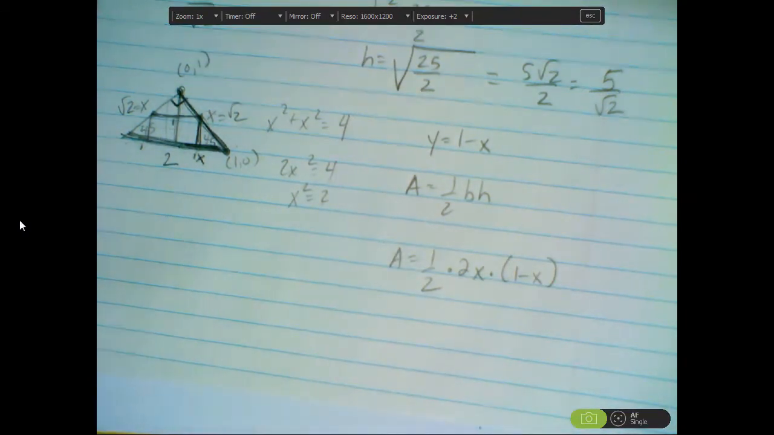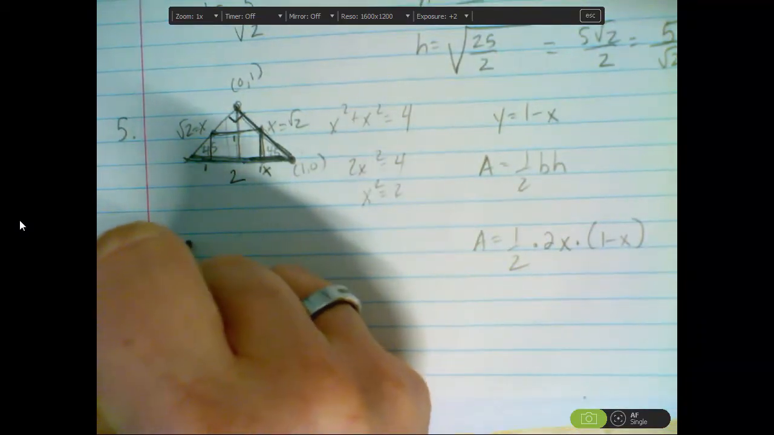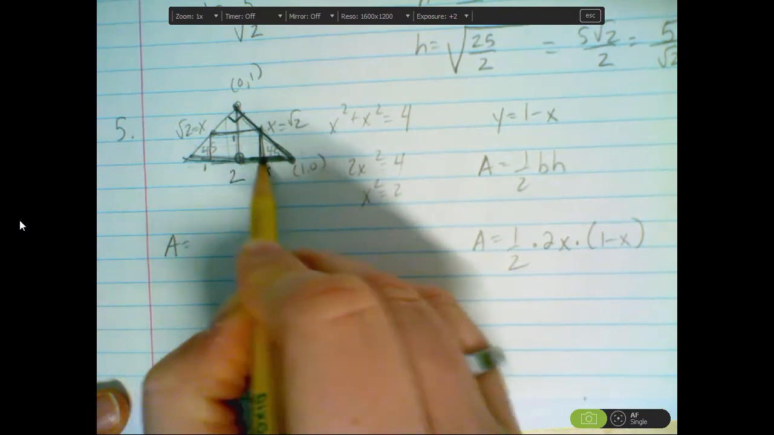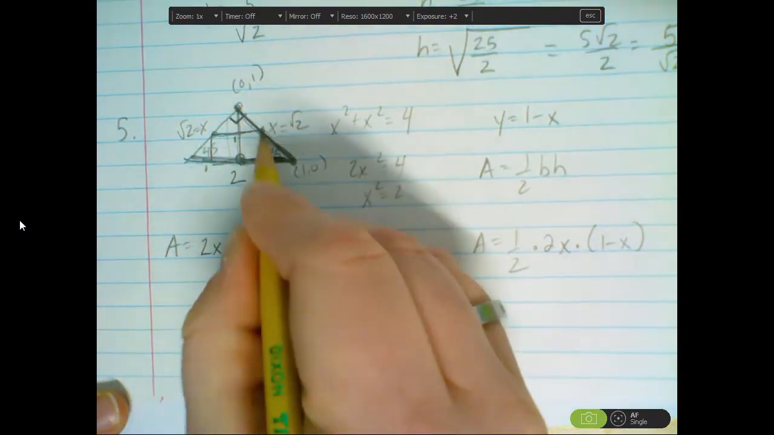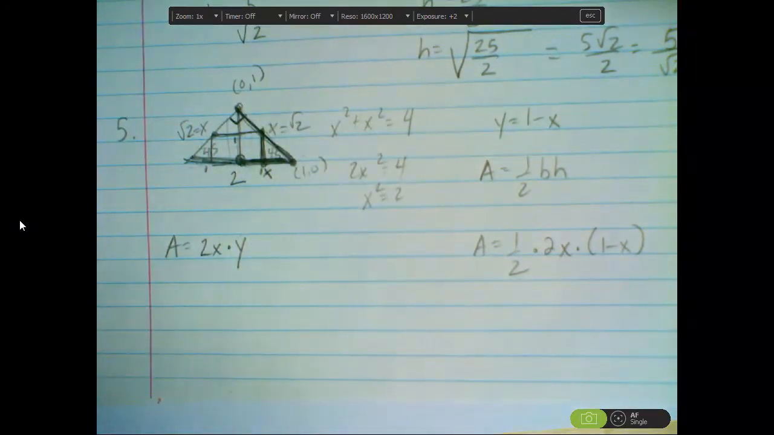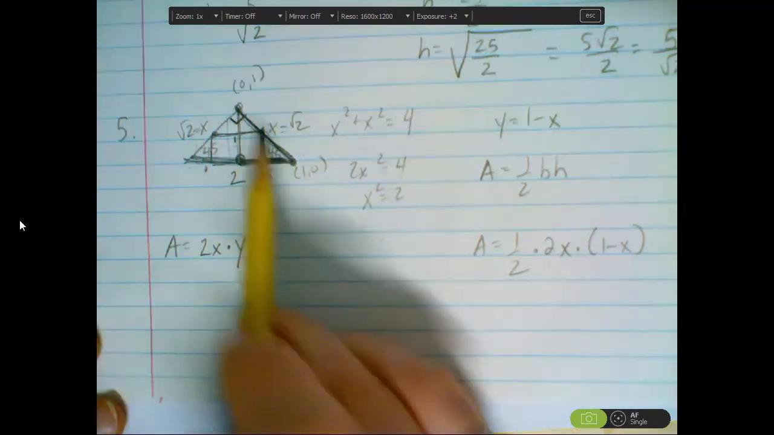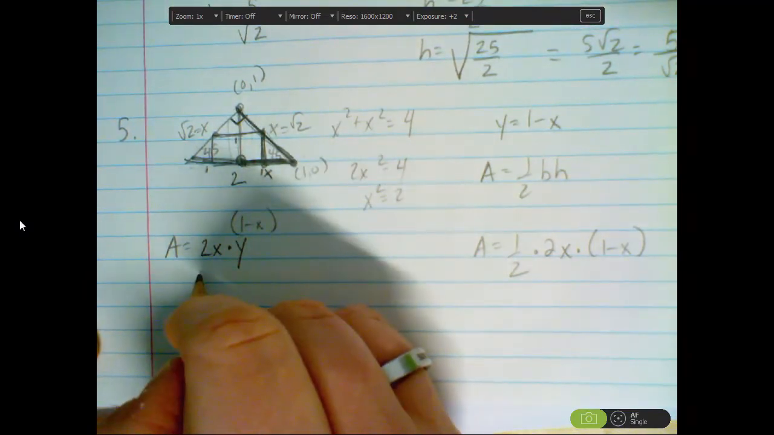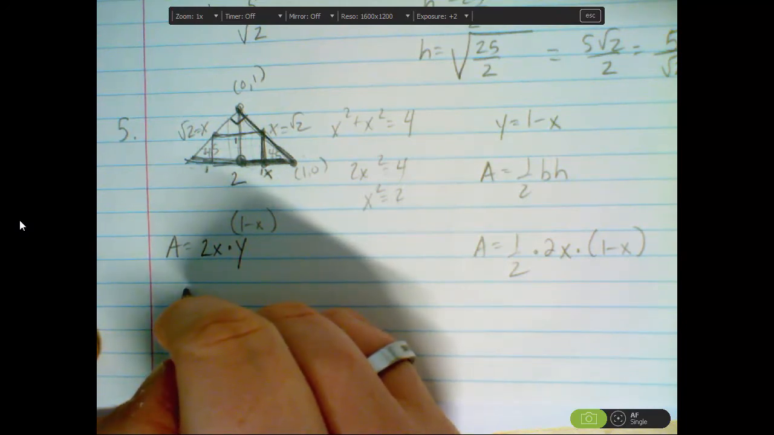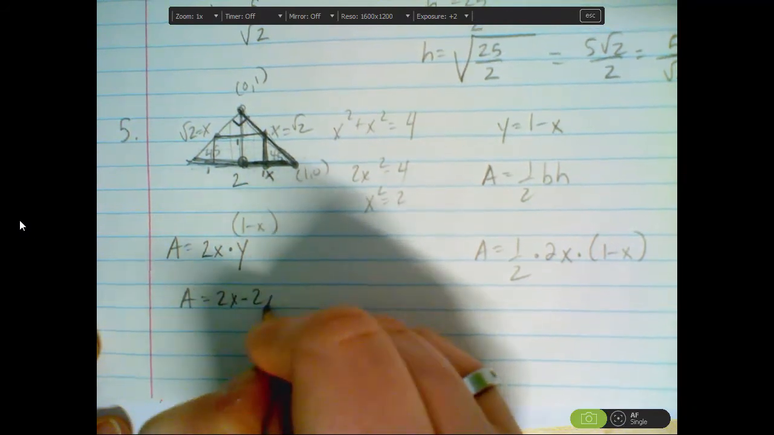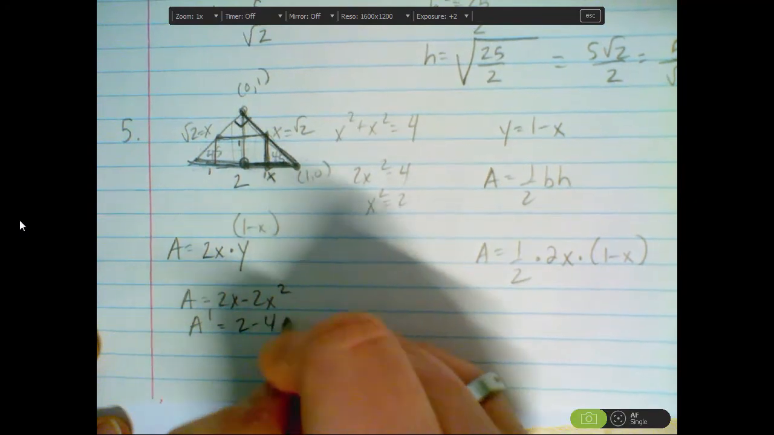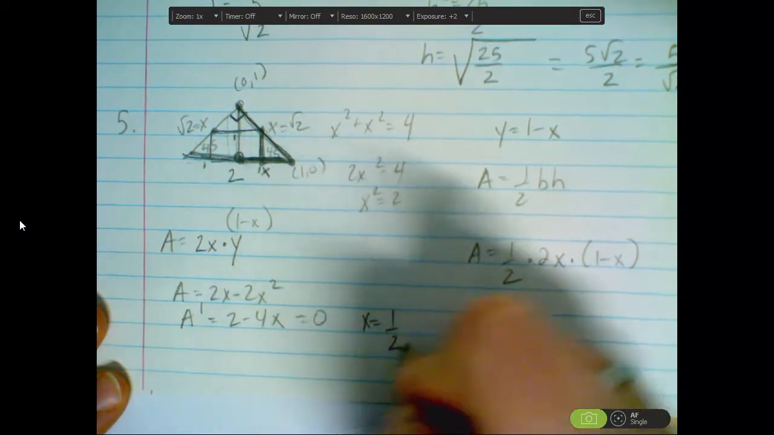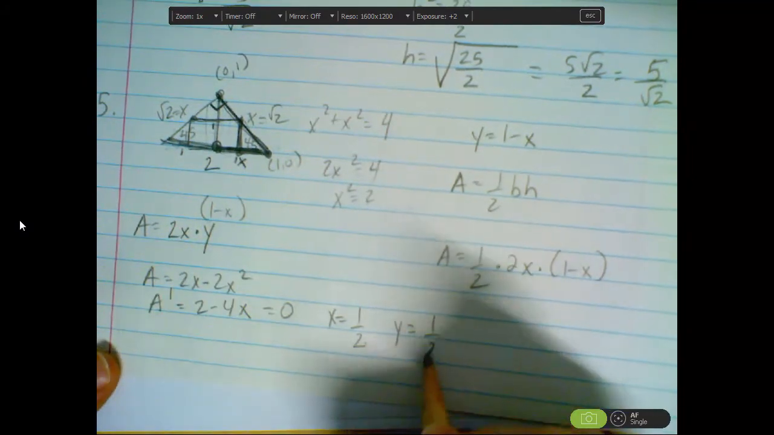So now if we want to maximize the area of the rectangle: the area of a rectangle equals length times width, or in this case, 2x, because remember, we only talk about x being from here to here. So area is 2x times y. But we know that y equals 1 minus x. So let's distribute that. Take the derivative and set that equal to 0. So x equals 1/2 and y equals, if x is a half, y is a half, if you plug back into here.